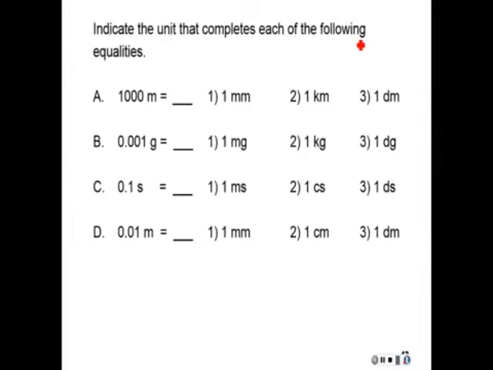Here are the answers for A, B, C, and D. So 1,000 meters is a kilometer. 1,000th of a gram is a milligram. 1/10 of a second is a decisecond. We don't hear that much. And 100th of a meter is a centimeter.